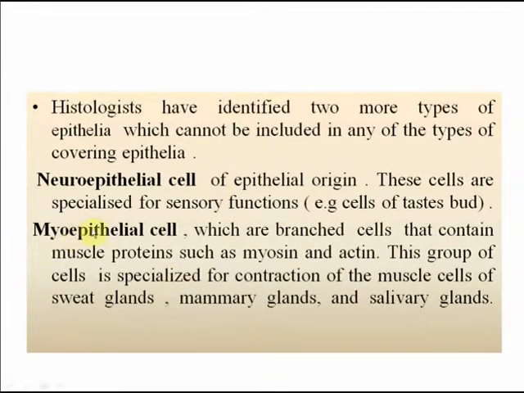The second one is myoepithelial cells. These epithelia are made of fusiform or stellate cells having myosin and actin. These are muscle proteins, which is why these cells are capable of contraction. They are found in ducts and glandular portions of glands like sweat, salivary or mammary glands.